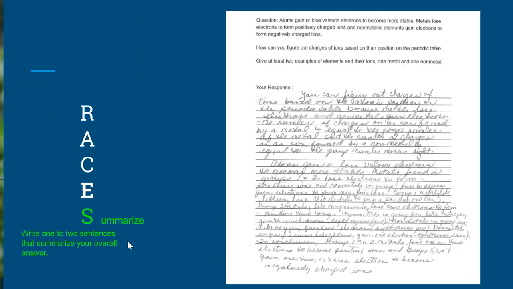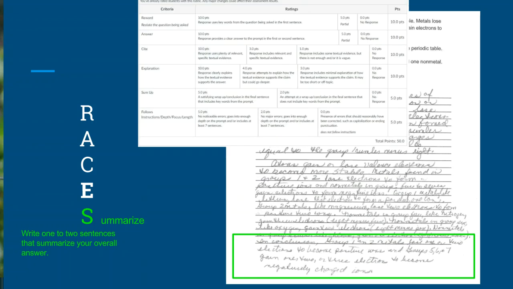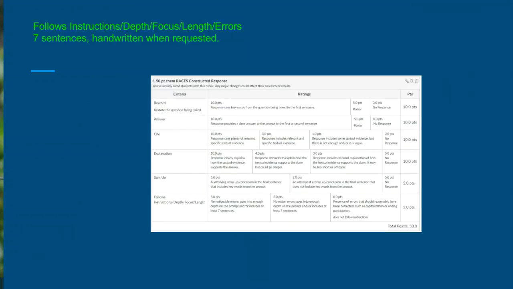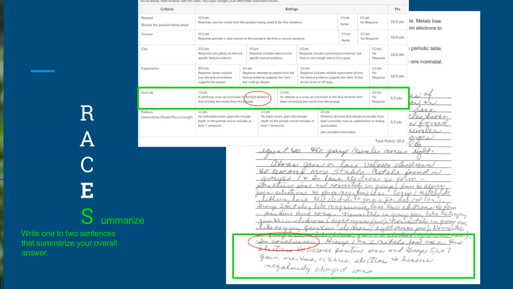The last one is summarize. Write 1 or 2 sentences that summarize your overall answer. In conclusion, group 1 and 2 metals lose 1 or 2 electrons to become positive ions. Groups 5, 6, and 7 gain 3, 2, or 1 electrons to become negatively charged ions. Very simple, and I do put the words in conclusion there. You want a satisfying wrap-up conclusion in the final sentence. Say it. Don't let them guess this is the conclusion. Final sentence. Make sure they understand where the conclusion is.